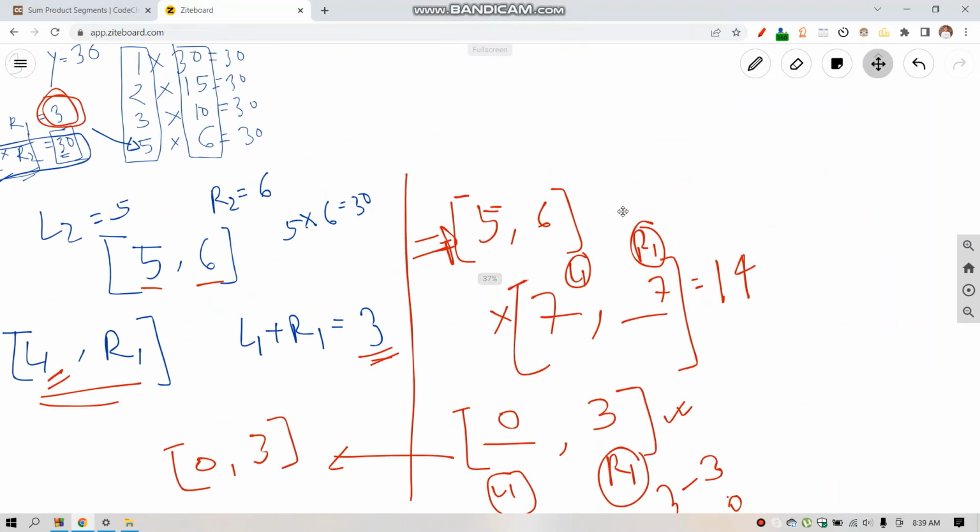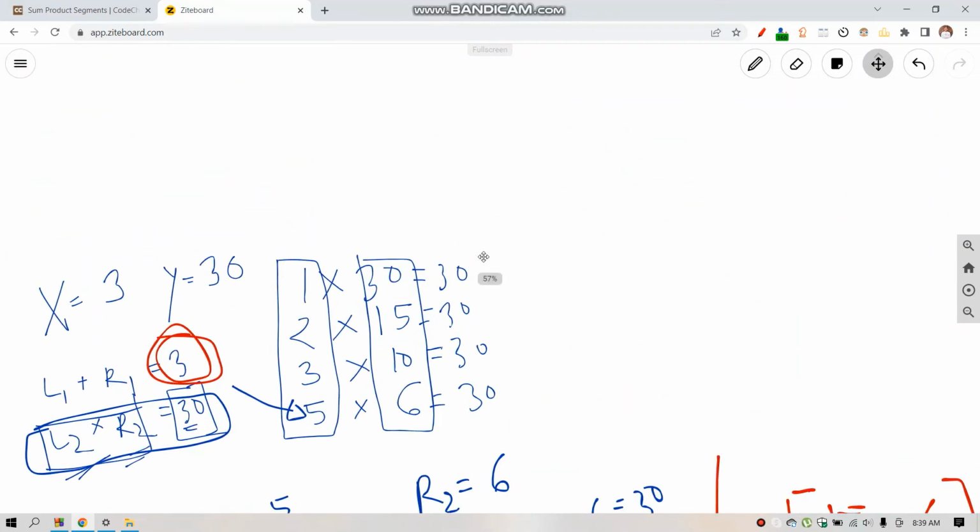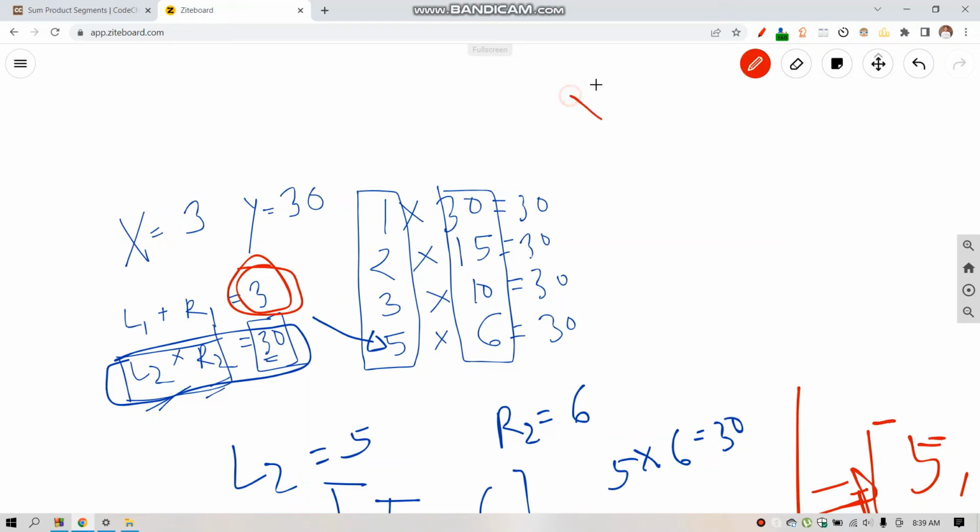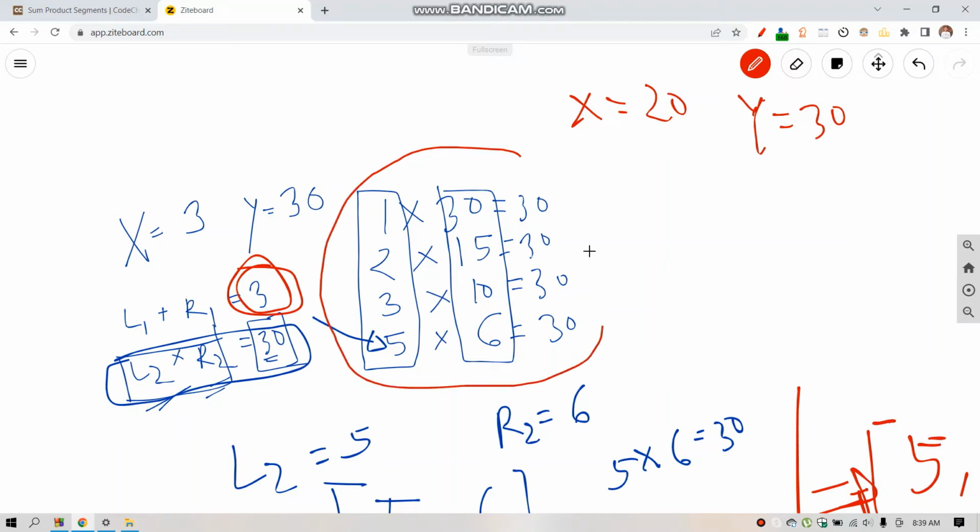Let me give another example. Suppose x equals 20 and y equals 30. First of all, we have to find all possible ways to make 30 and pick any of them. Let us pick this one again. So L2 is 5, R2 is 6. Our range is 5, 6.